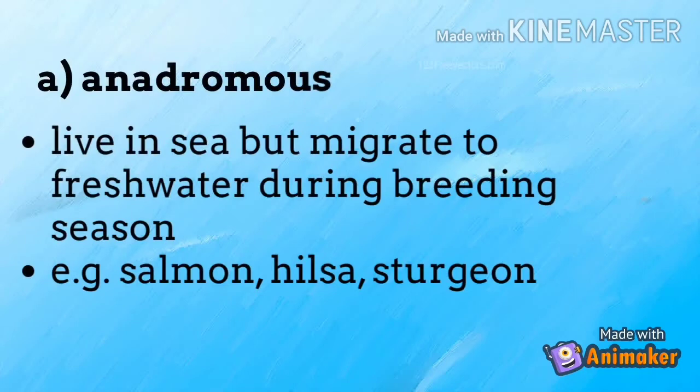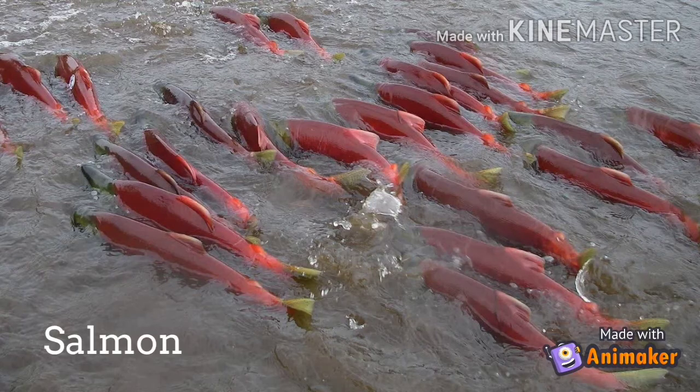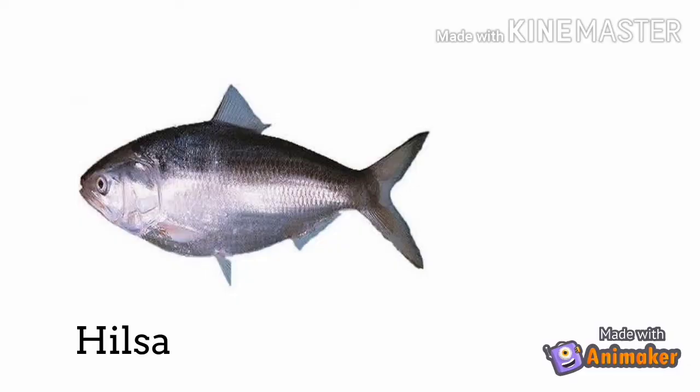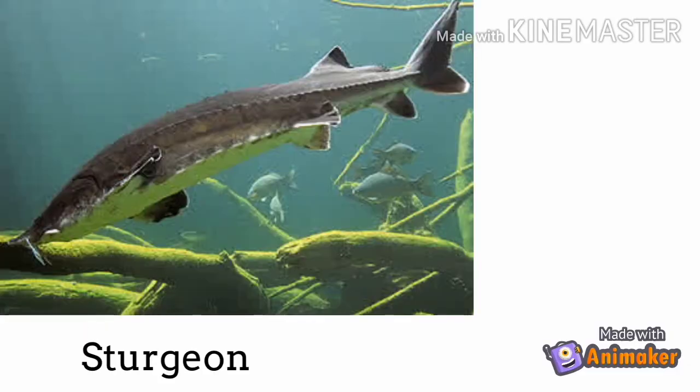Anadromous is when the fish live and feed entirely in ocean but migrate from sea to the freshwater to breed. For example, salmon, hilsa, and sturgeon are some of marine fish that undertake anadromous migration to spawn in river.